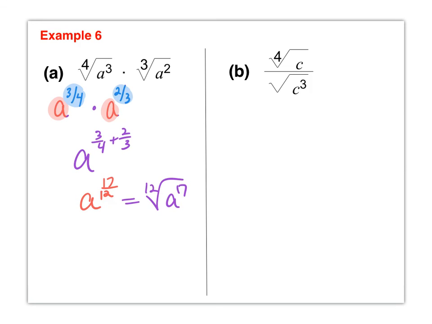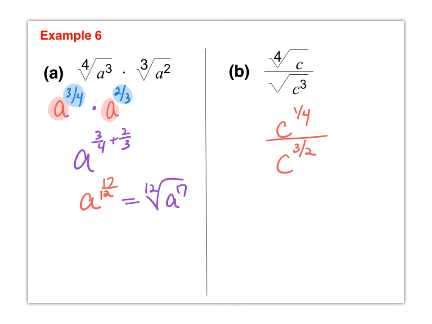For part B, we have the fourth root of c divided by the square root of c to the third. Let's convert to rational exponent form so that we end up with, in the numerator, the fourth root of c written as c to the 1/4 power, and the square root of c to the third can be written as c to the 3/2 power.